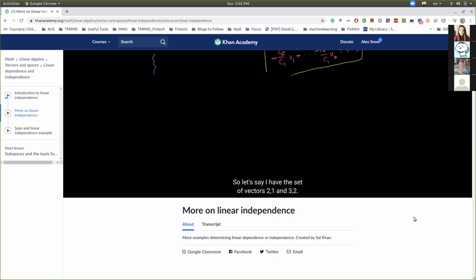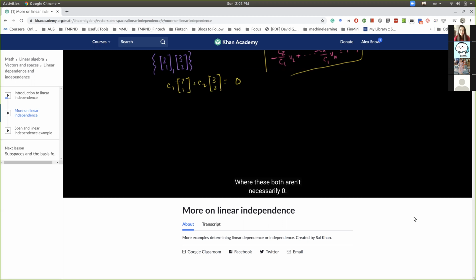So let's say I have the set of vectors (2, 1) and (3, 2). My question to you is, are these linearly independent or are they linearly dependent? Well, in order for them to be linearly dependent, that means there's some constant times (2, 1) plus some other constant times this second vector, (3, 2), which should be equal to 0, where these both aren't necessarily 0.